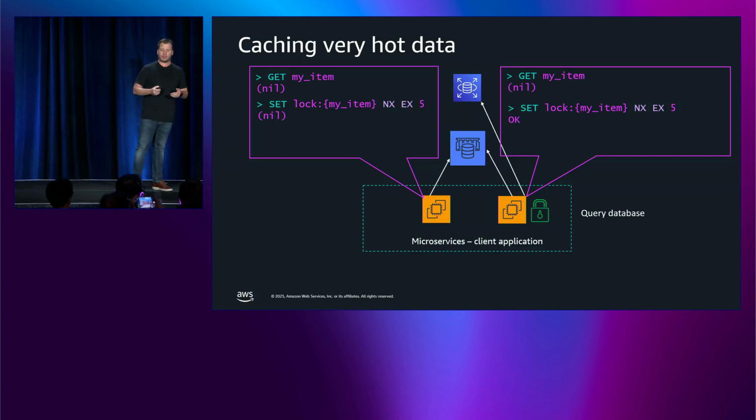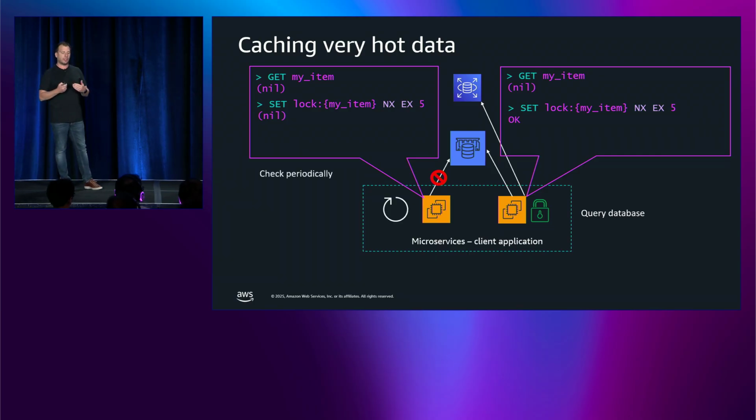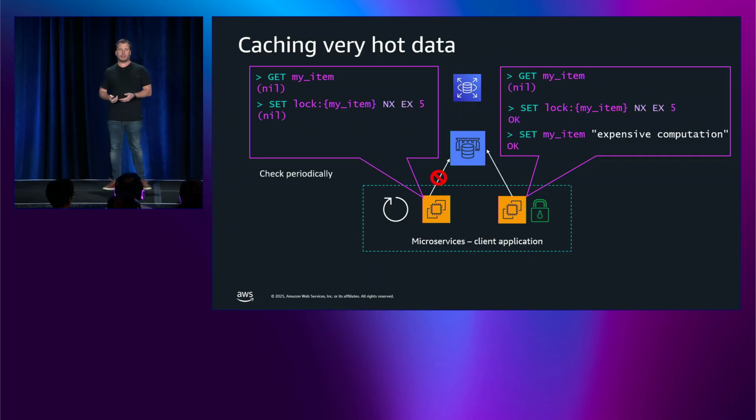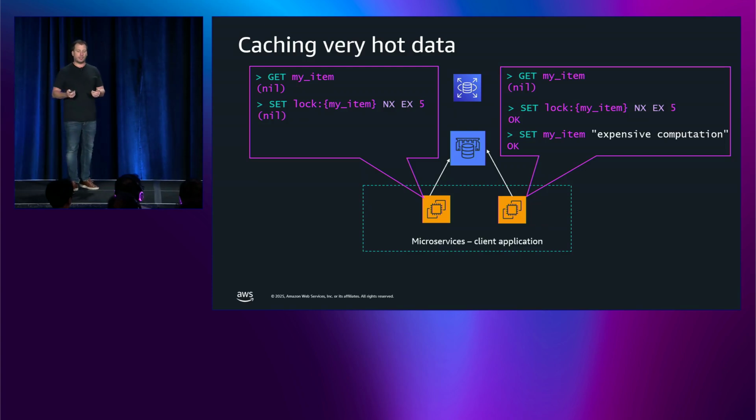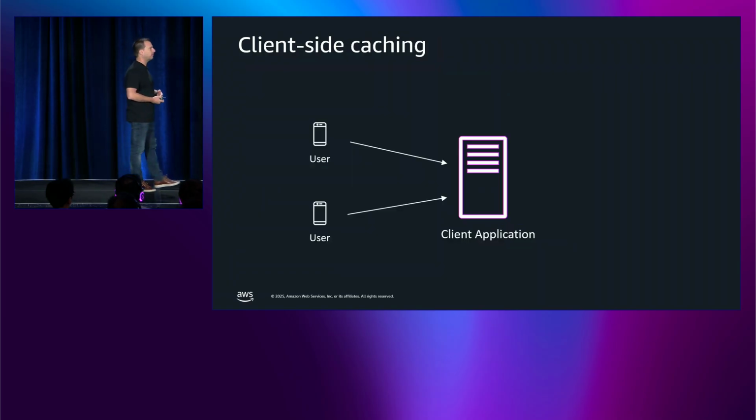Now my second microservice tries to acquire the lock. And remember, because I'm using the NX, it is going to fail because the lock is already there. So now I'm going to wait until the lock is freed. I'm waiting periodically until the lock is freed by the first microservice. In the meanwhile, the first microservice finishes fetching the item from the database, populates it into the cache and frees the lock. After that, my second microservice will be able to continue and fetch the item from the cache itself.